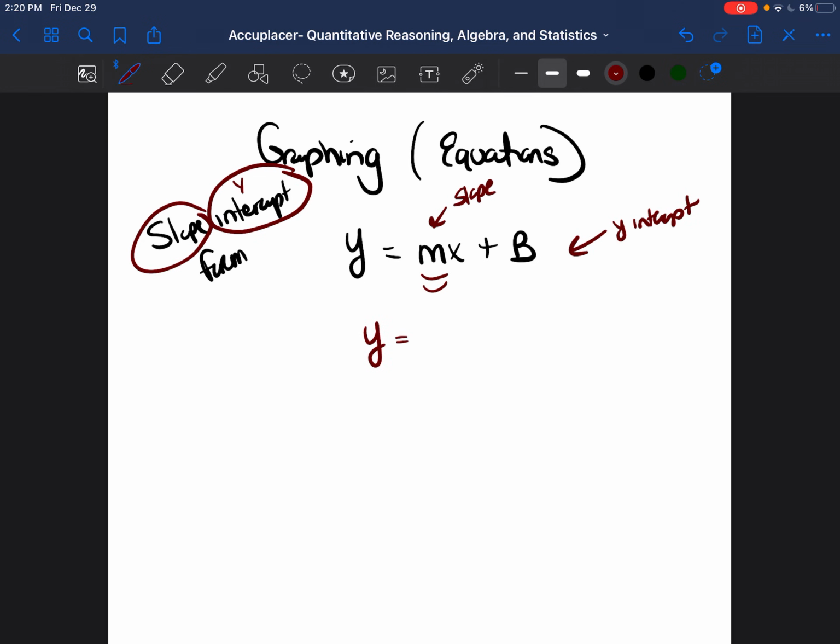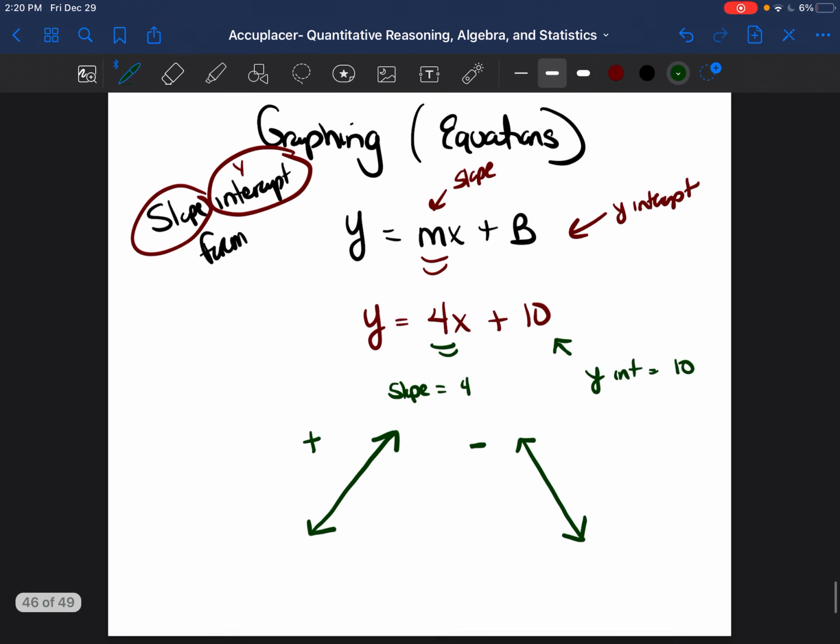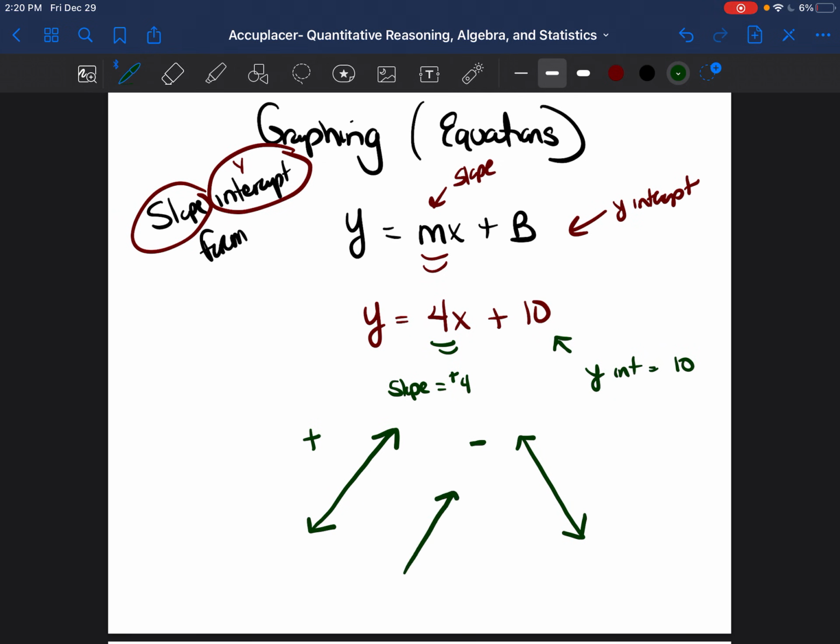Okay, so if you see y is equal to 4x plus 10, the slope is equal to 4, and the y-intercept is equal to 10. What I need for you guys to know is that when the slope is positive, it means that this line is going up. When the slope is a negative number, it means the line is going down. So because this is a positive 4 slope, the line should be going up. If it was a negative 4 slope, the line would be going down.